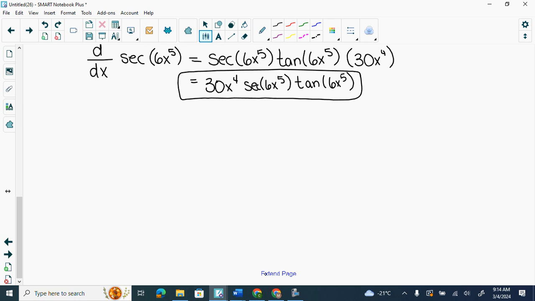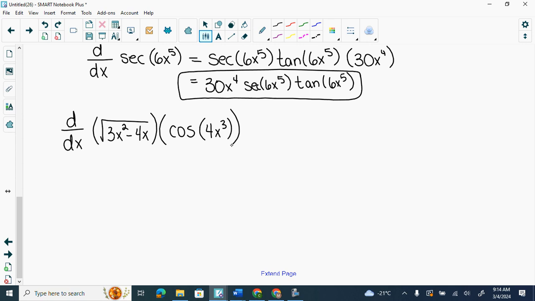Trying this one out. D over dx. Ready? Probably not, but you're going to have to be. All right. So I am going to give you the square root of 3x squared minus 4x times cos of, I'll be nice, 4x to the 3. Do I just derive each separately and call it a day? No. Do I realize that I have 2 things multiplied? Yes. And when I have 2 things multiplied, I have to do what?